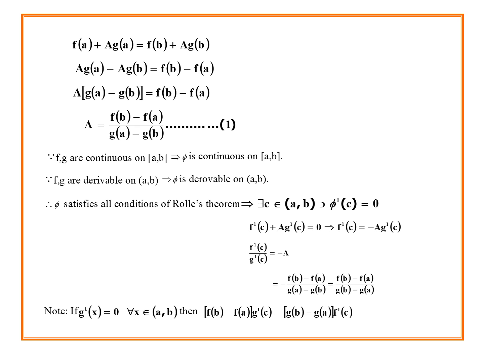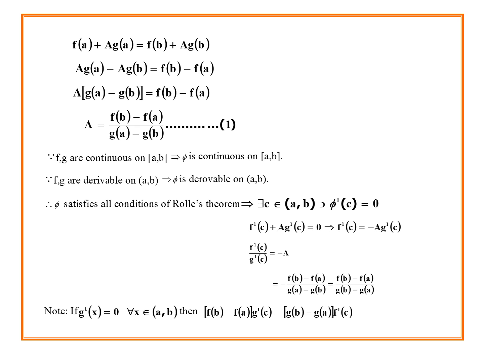Therefore, f, g are continuous on the closed interval [a, b], that implies φ is continuous on the closed interval [a, b]. f, g are derivable on the open interval (a, b), that implies φ is derivable on the open interval (a, b). Therefore φ satisfies all conditions of Rolle's theorem. There exists c belongs to (a, b) such that φ'(c) = 0.